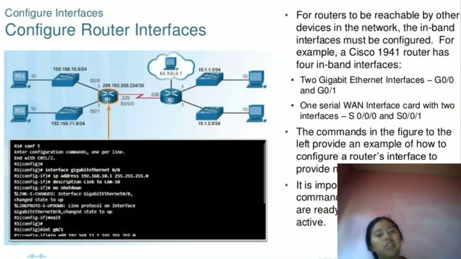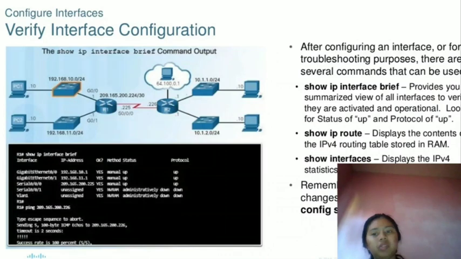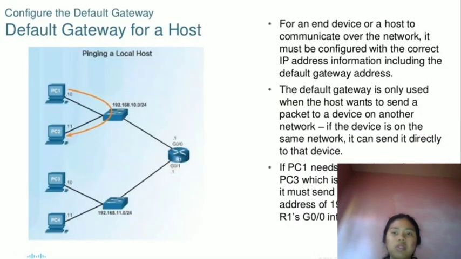Configure router interfaces: two gigabit Ethernet interfaces and one serial interface card with two interfaces. The commands in the figure provide an example of how to verify interface configuration. After configuring an interface or for troubleshooting purposes, there are several commands that can be used: show ip interface brief, show ip route, and show interface. Default gateway for a host.